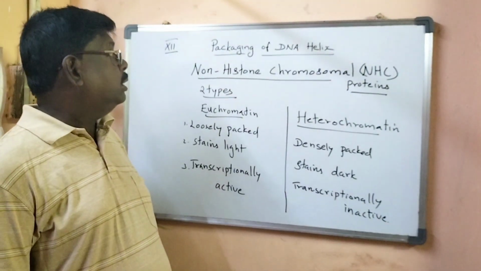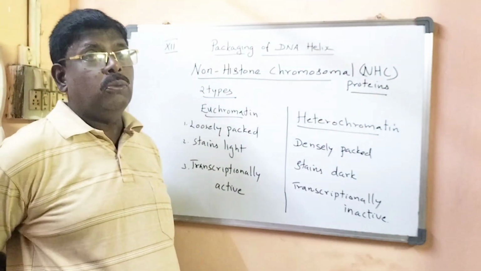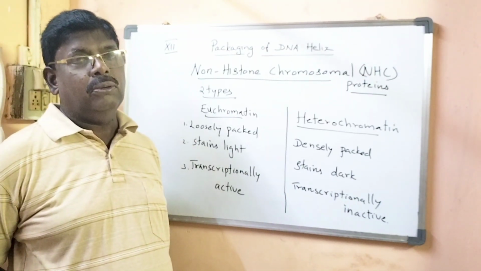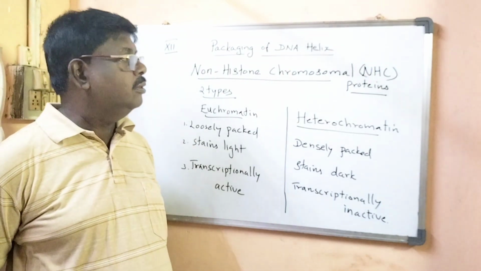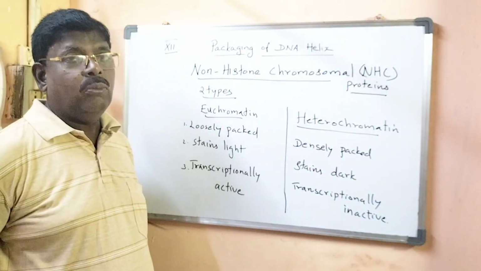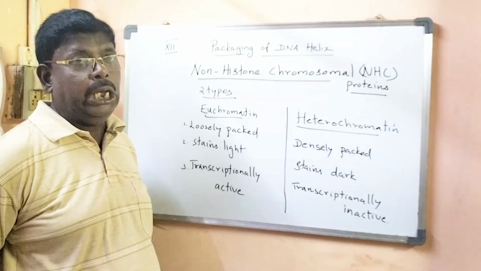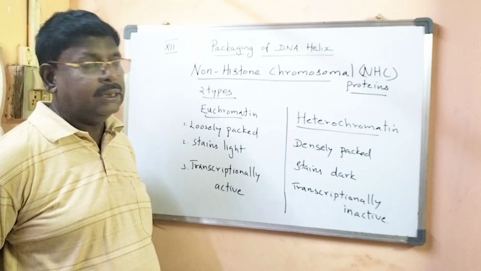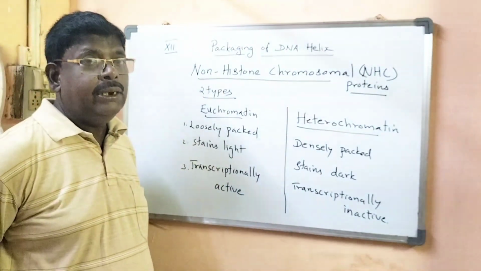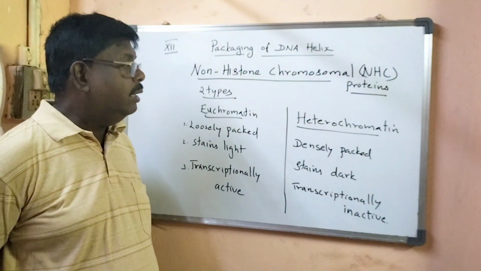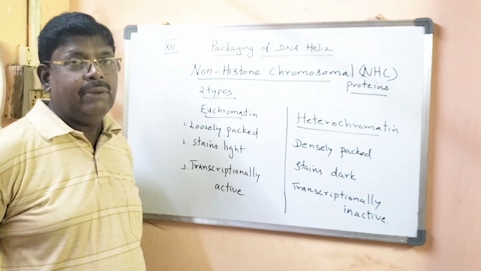So let's see about non-histone chromosomal proteins, NHC. Here are two types, euchromatin and heterochromatin. Just three differences. Euchromatin is loosely packed. Heterochromatin is densely, very thickly packed.